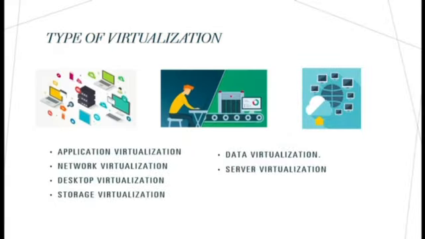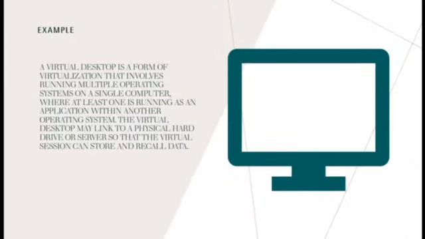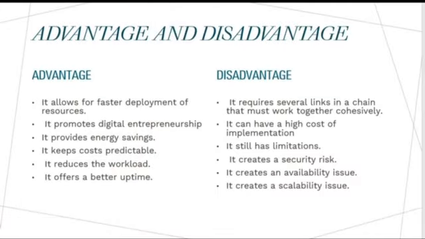single server. Types of virtualization: application virtualization, network virtualization, desktop virtualization, storage virtualization, data virtualization, server virtualization. Example: a virtual desktop is a form of virtualization that involves running multiple operating systems on a single computer, where at least one is running as an application within another operating system. The virtual desktop may link to a physical hard drive or server, so that the virtual session can store and recall data.